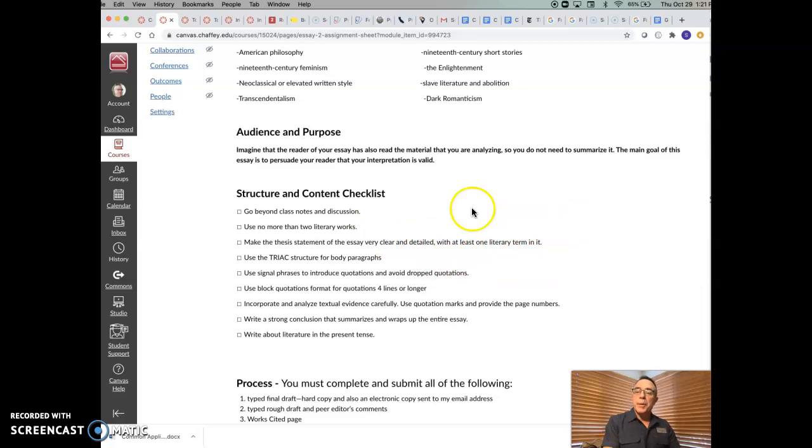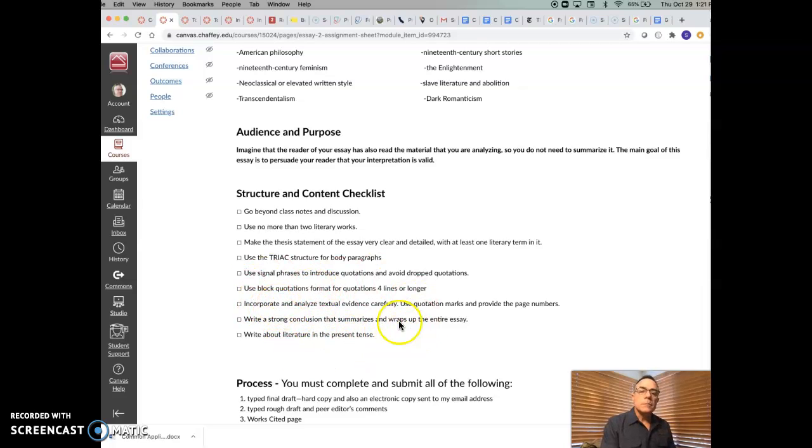Have at least one literary term in your thesis statement. This is really important too, because this will help you avoid falling into that summary trap. Signal phrases we've talked about, triac structure, all that good stuff.